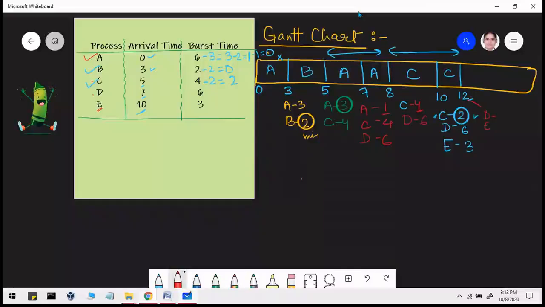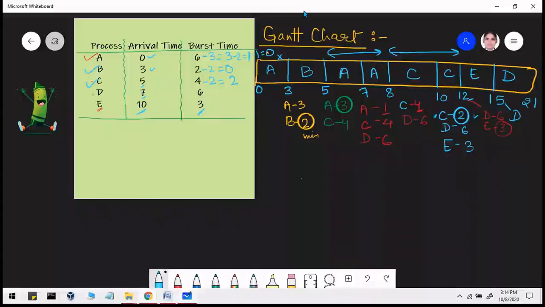The remaining time of D is 6 and E is 3, out of which is minimum? E is minimum. So now we are again going to choose E, right? So I have chosen E here, and what is the time taken by E? 3. So 12 plus 3 is 15. And finally, at this 15th millisecond, we are only left with D. So D will take the CPU, and 15 plus 6 is 21. I hope this Gantt chart is very clear to all of you.